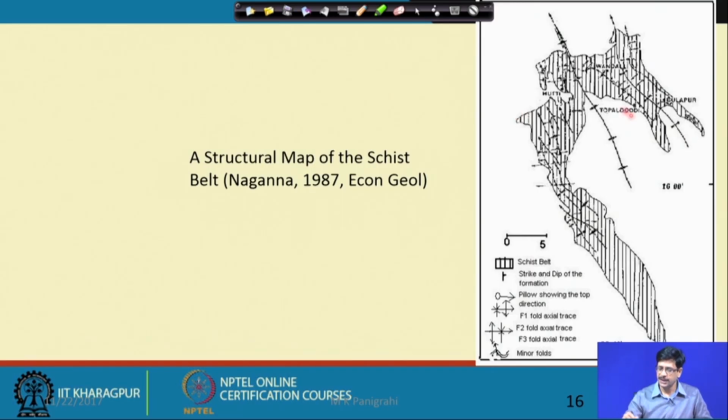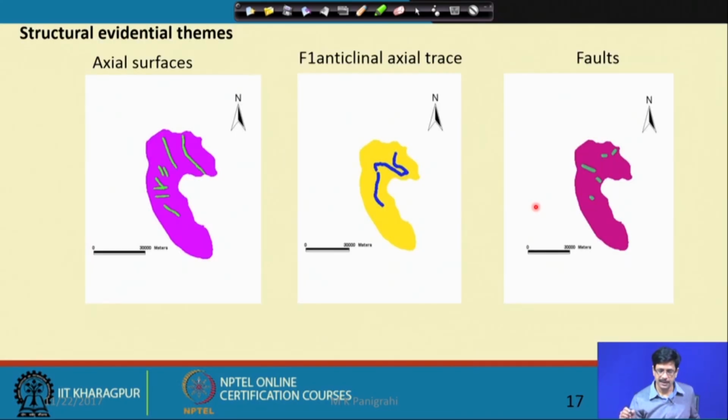Now, this particular qualitative map could be converted into a quantitative one by the same process that was discussed: dividing the area into as many small cells as present and seeing whether a particular feature is present or absent in terms of an F1 fold axis or F2 fold axis. This is the example in which such structural elements have been picked up and presented in the form of evidence in exactly the same way, whatever has been shown by these green thick lines are the points on which this feature is existing, and in the rest of the area the feature is not existing.